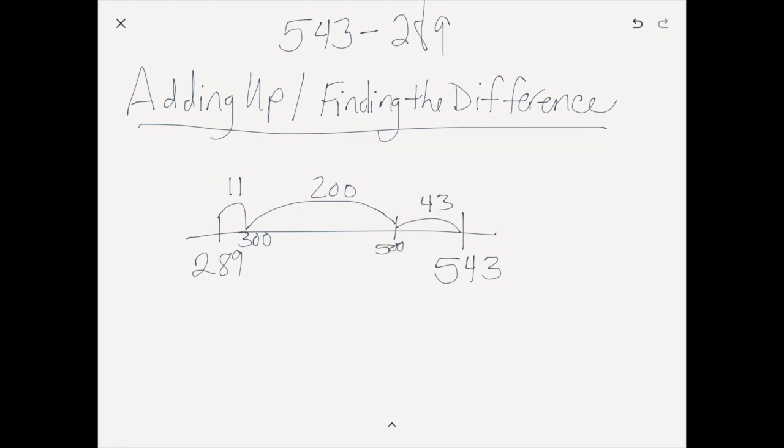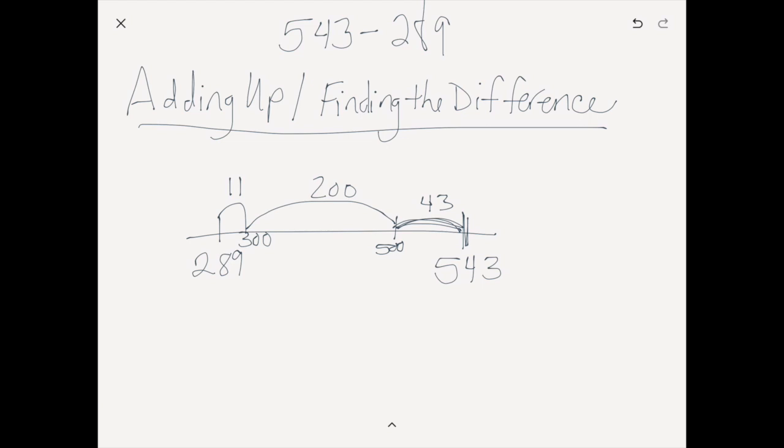And then a hop of 43. Now, basically, I added up to find that, but really, I'm just finding that difference. I could have started at the 543 and worked my way down to the 500. It doesn't matter which side they started at. They're finding the difference here.